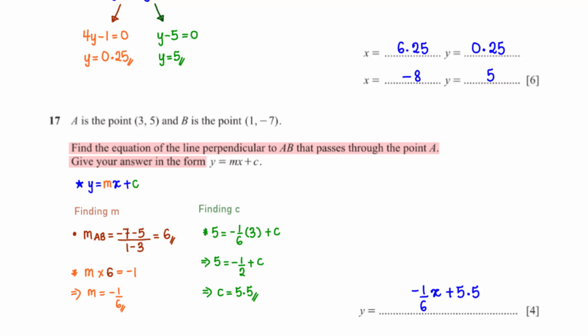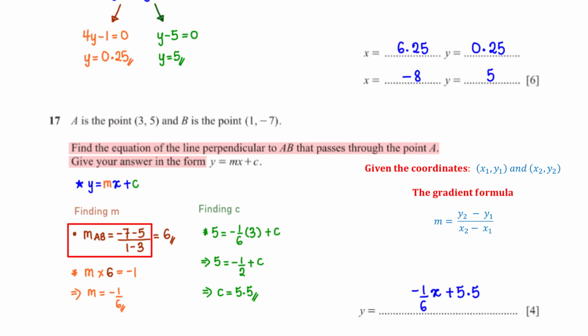First, let's find the gradient of line AB by applying the gradient formula. This gives us negative 7 minus 5 divided by 1 minus 3, which is equal to 6.